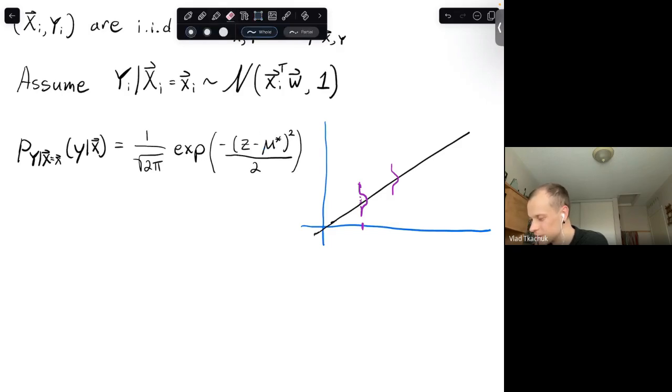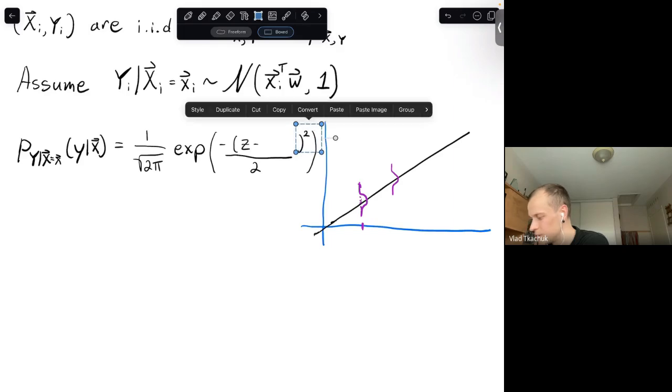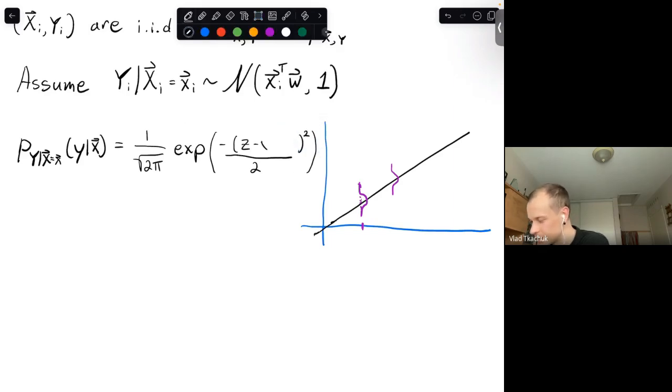For this little x, this conditional PDF is now equal to not mu star in here, so I should delete this. It's equal to the new mean of things. So what's the new mean? The new mean is this x that we've conditioned on times w, and this will be w star. This will be the true parameter.